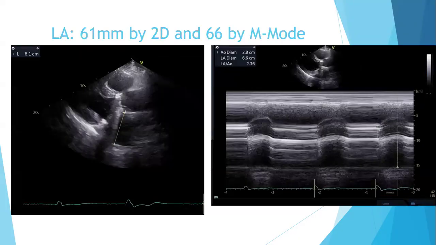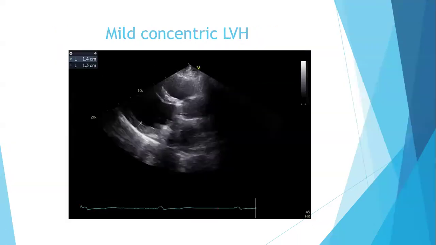Again, this is the left atrium as seen, cut by the M mode, showing a 66 millimeter diameter and another 61 millimeter using the 2D modality, both, of course, dilated left atrium as expected.